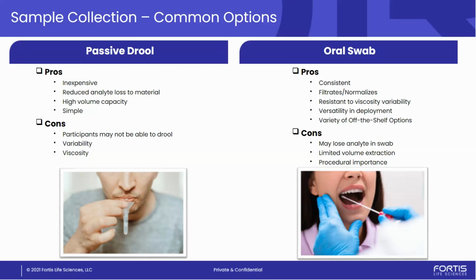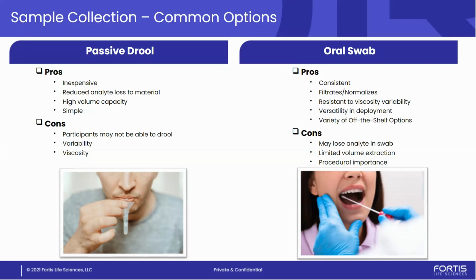It doesn't have the kind of volume capacity of passive drool collection. So you only get what that swab can allow. Now you can have larger swab collection volumes, maybe 1 to 2 mils, but it's not going to be nearly as much as passive drool.